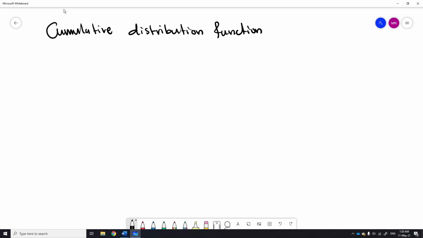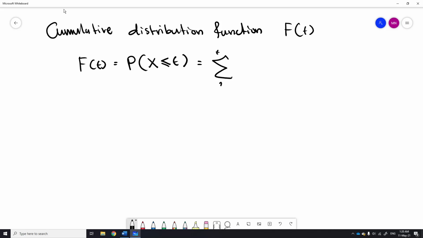That is denoted with the symbol of F(t), for example. So this F(t) is equal to the probability of X that is less than or equal to t, and also equal to the summation of x ≤ t of the probability of X equal to x. So we focus on this part only.